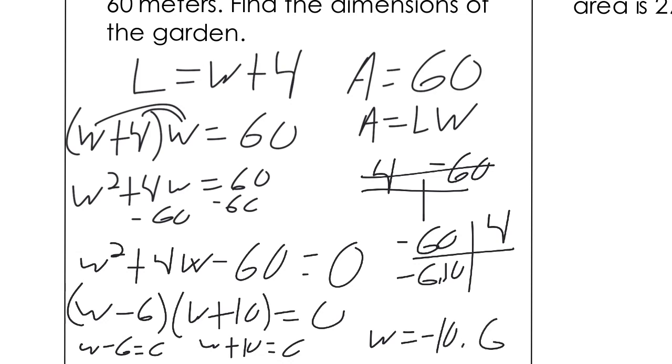And what makes sense for us in this case? We have to have positive dimensions. So W equals 6. And it asks for the dimensions of the rectangle. So if W equals 6, then L equals 10. You can find that by just plugging back into the original equation. So that's how you do this problem.